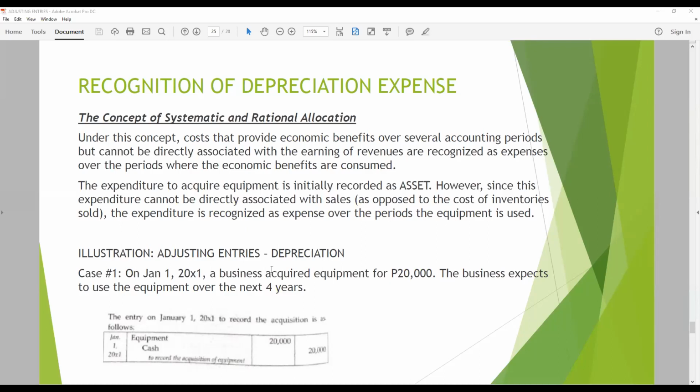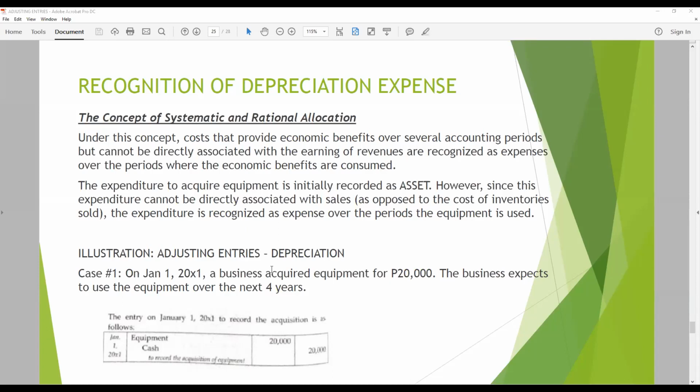So, initially, you recorded your building as an asset. But over time, nagde-depreciate yung value ng building nyo. Kasi nagkakasira, nagkaka-crack yung wall, or ano ba, basta nagde-depreciate. So, how do you allocate the cost of the building over several accounting periods? So, first, you need to get the expertise opinion on kung ano yung estimated useful life ng building nyo for how many years. 50 years or 40 years, 30 years, ganun.